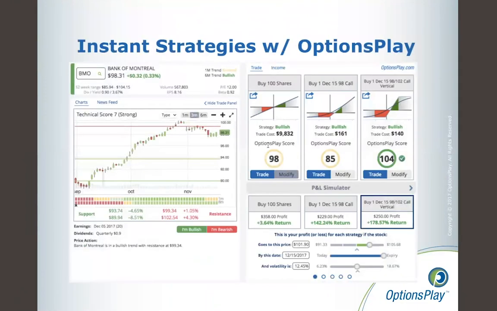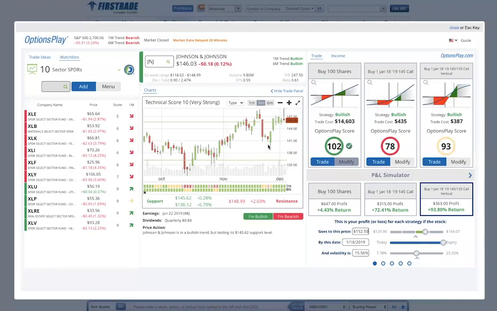So lastly, let's move over to Options Play. I want to show you some real examples of this and show you how you can take an idea, quickly plug it into Options Play, and take a look at some option strategies around that. So let's go back to Facebook.